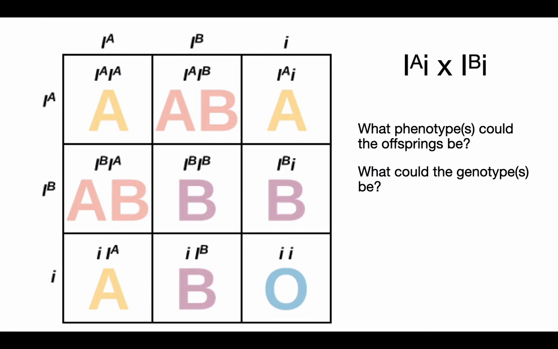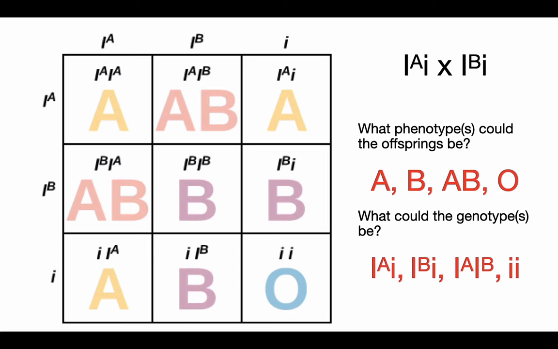Next problem. Problem number 3. What would the genotype and phenotype of an offspring be, or what could they be, of big IA, little i crossed with big IB, little i? Go ahead and answer that. And let's take a look at possible outcomes.